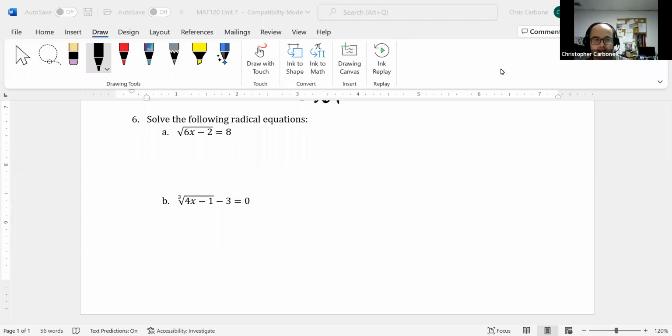Welcome to question number 6 of our radical functions review. I want to solve these radical equations, the first one being the square root of 6x minus 2, the whole thing in the radicand, is equal to 8.